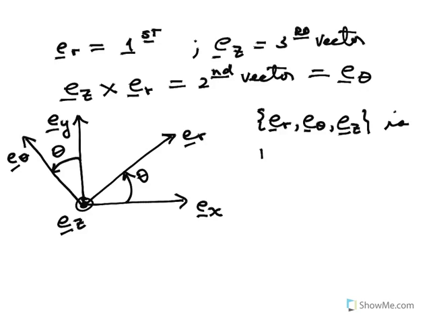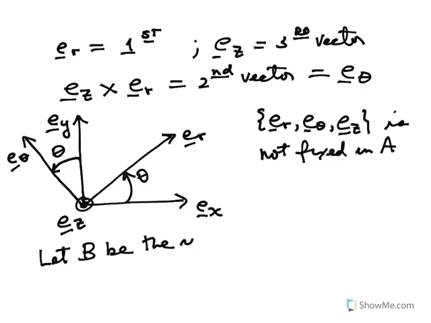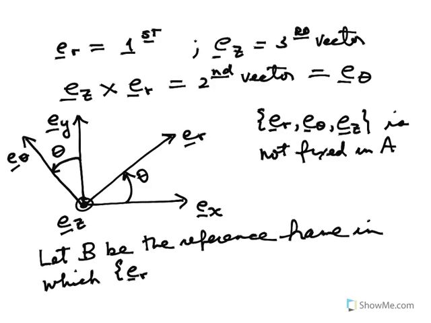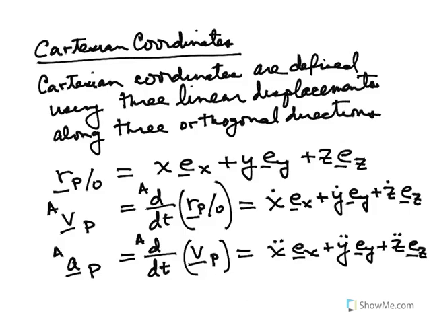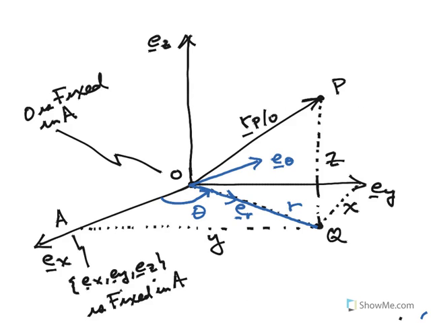Now you'll notice something: this basis that I defined, ER, E theta, EZ, is not fixed in A. So what I'm going to do is say let B be the reference frame in which ER, E theta, EZ is fixed.